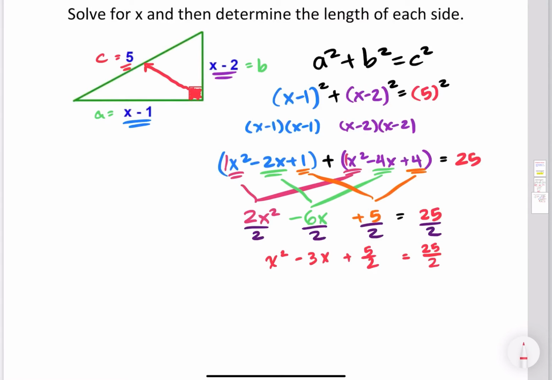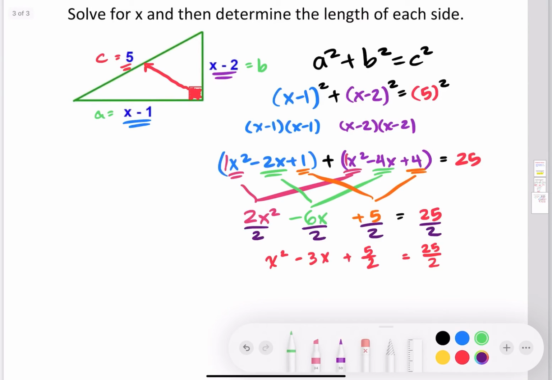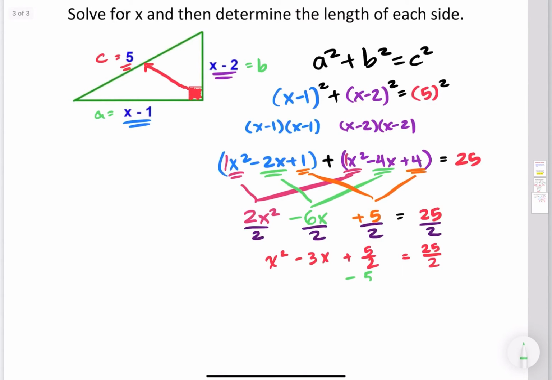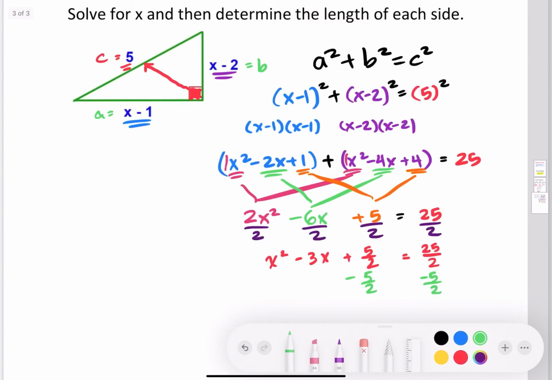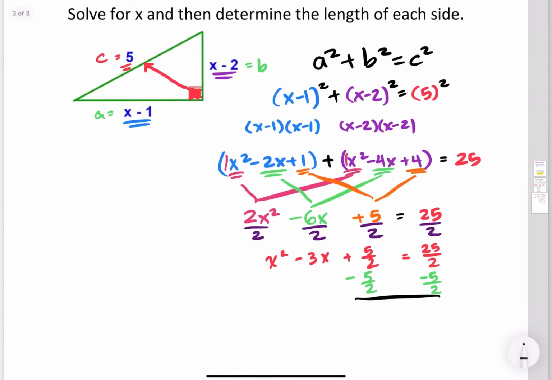Now that 5 over 2 is not a perfect square, so what we're going to do is get rid of it by subtracting 5 over 2 on both sides. The 5 over 2 on the left will be gone, and that's going to give us x squared minus 3x is now equal to, well, 25 minus 5 is going to give me 20, so we have 20 over 2.